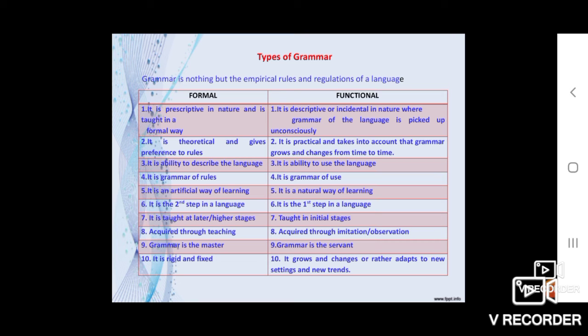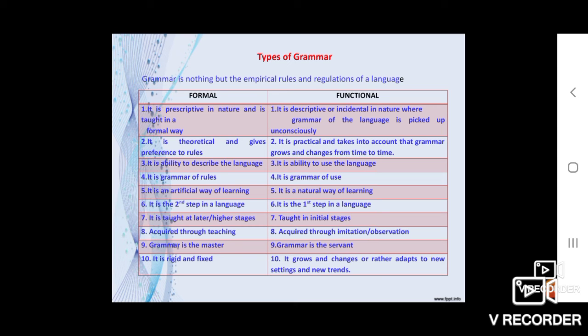In formal grammar, the eighth point deals with being acquired through teaching. This grammar can be acquired through teaching. Every day we have to teach, every day we have to prepare, every day we have to memorize all the rules of it, and if there is a break in practice, then we are about to forget the rules of this type of grammar. But functional grammar is acquired through imitation and observation, so when we imitate and observe, we never forget such learning of functional grammar.